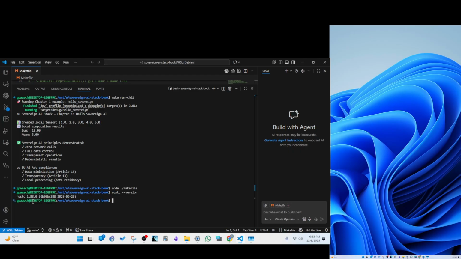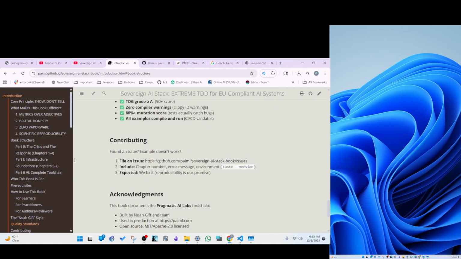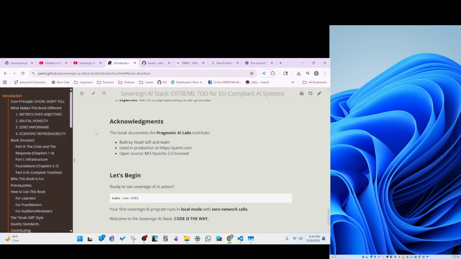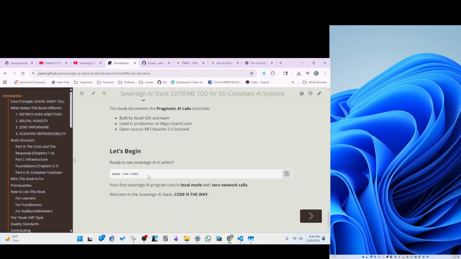There we go. So I've got 1.880 expected, and then include what you got. So we fix it. Reproducibility is our promise. Acknowledgements. Okay, we don't have to read the acknowledgements. We don't have to read everything.